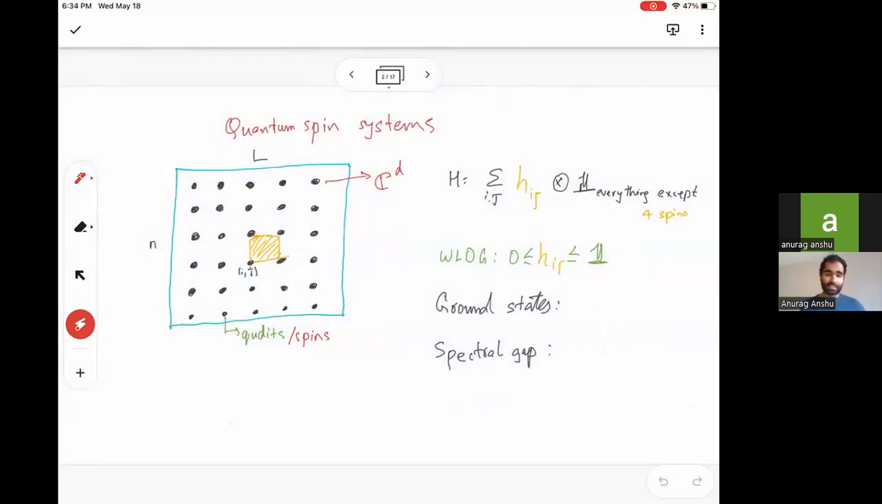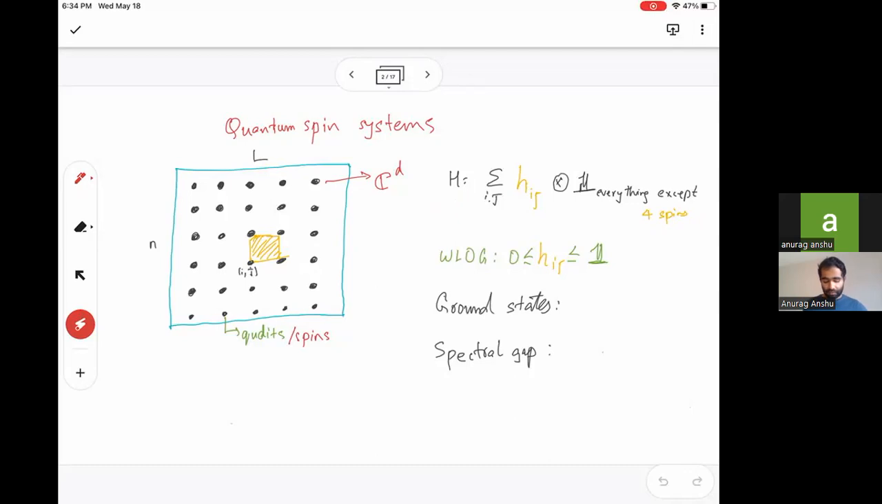There are three central objects of this talk. One is that of a spin system. A spin system is a collection of qubits or spins which are arranged on a regular lattice. So this picture shows a two-dimensional square lattice. For this talk, it's immaterial whether you consider a two-dimensional hexagonal or triangular lattice, but it should be of a two-dimensional form.